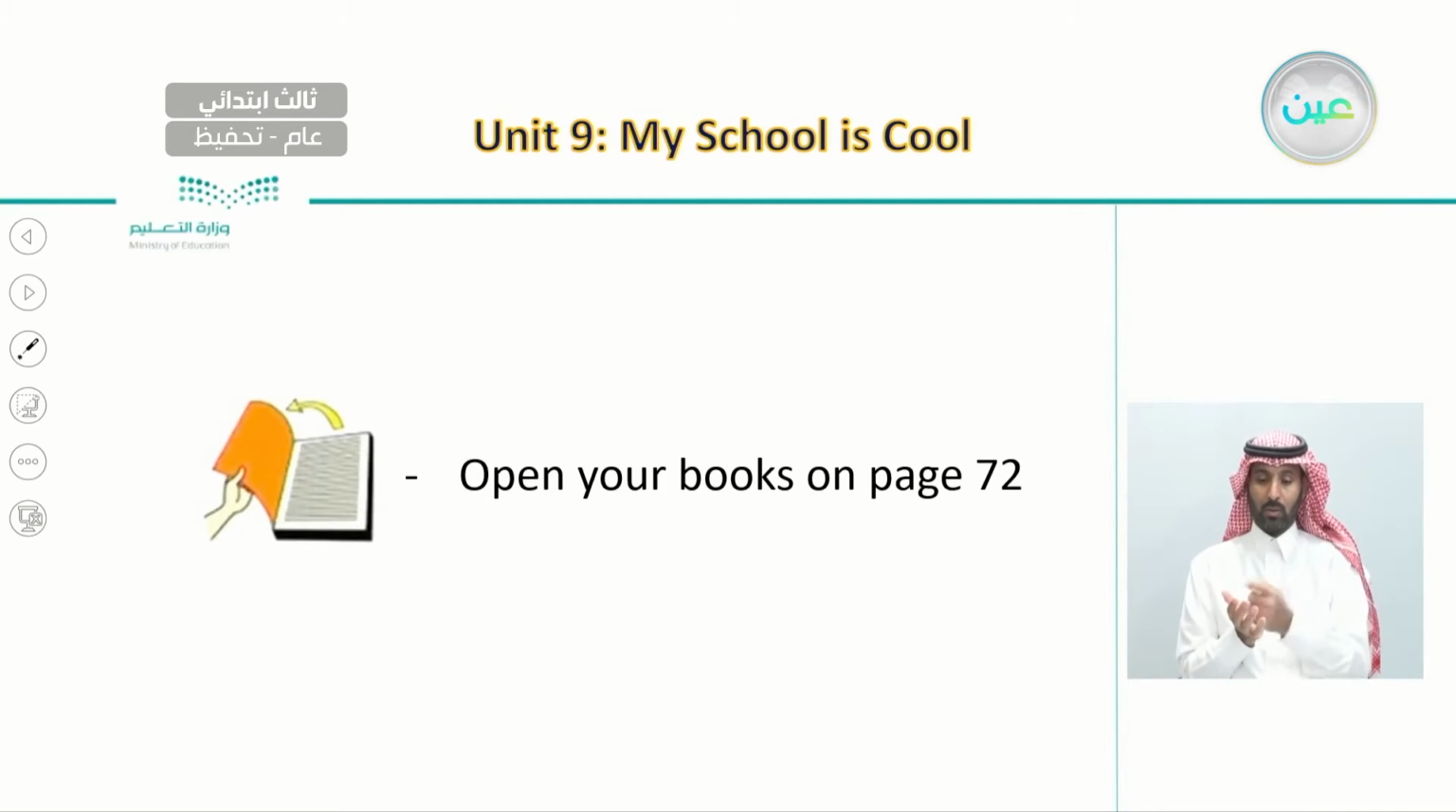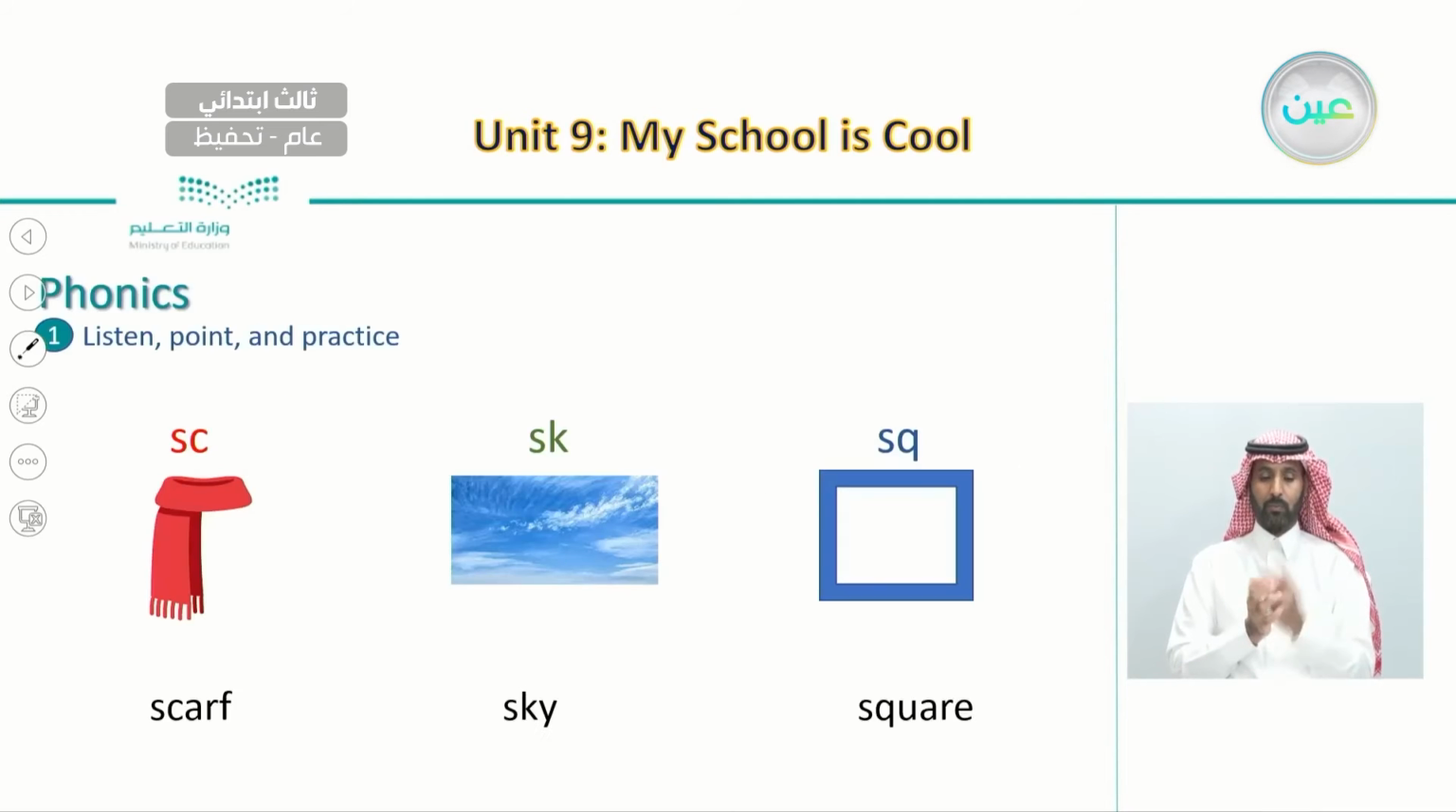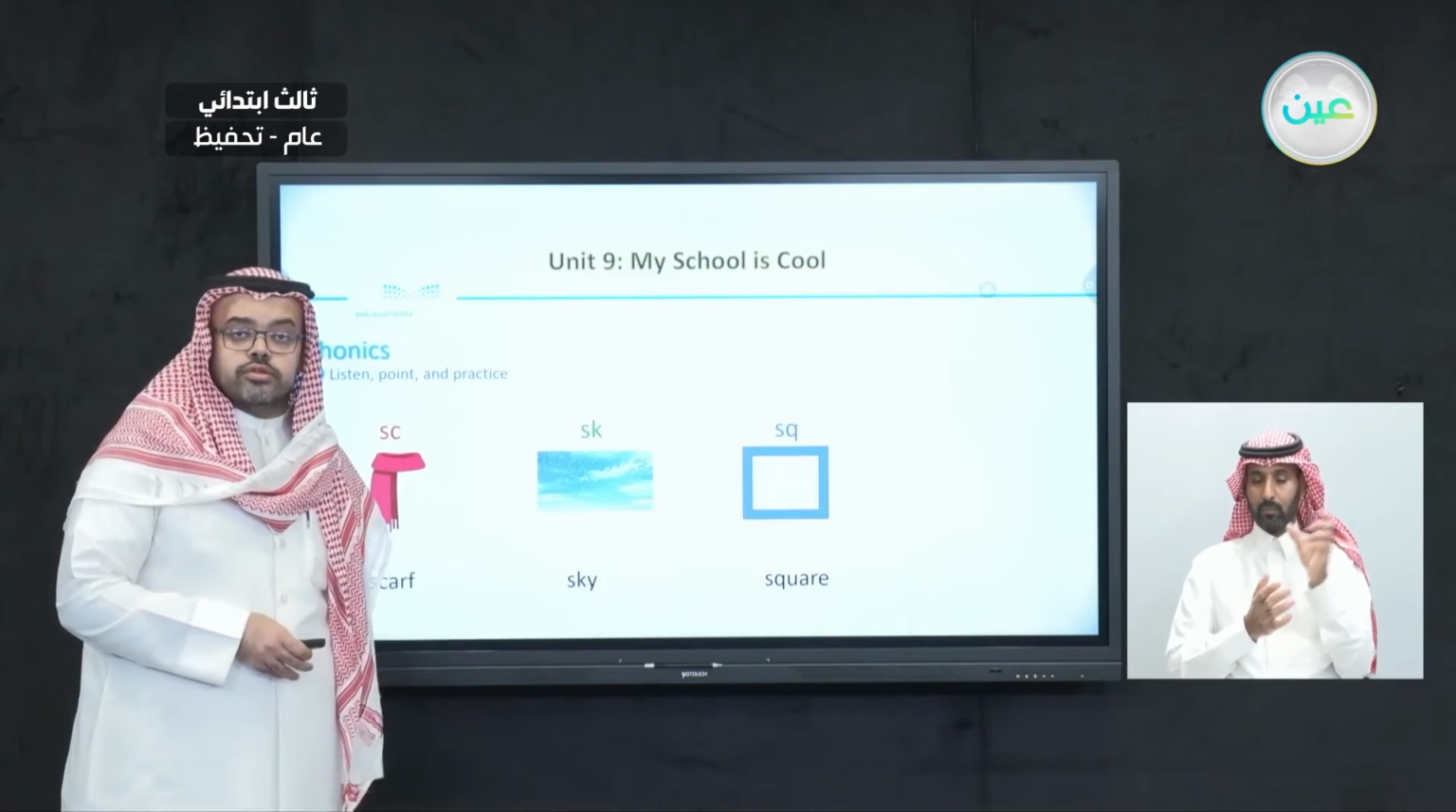So let's begin. I would like you, please, to open your books on page 72. On page 72, with the first exercise, what we need to do is listen, point, and practice. Here, as you can see, we have these blends of consonants and vowels, and what we need to do is listen to these different sounds, and also listen to the words below.